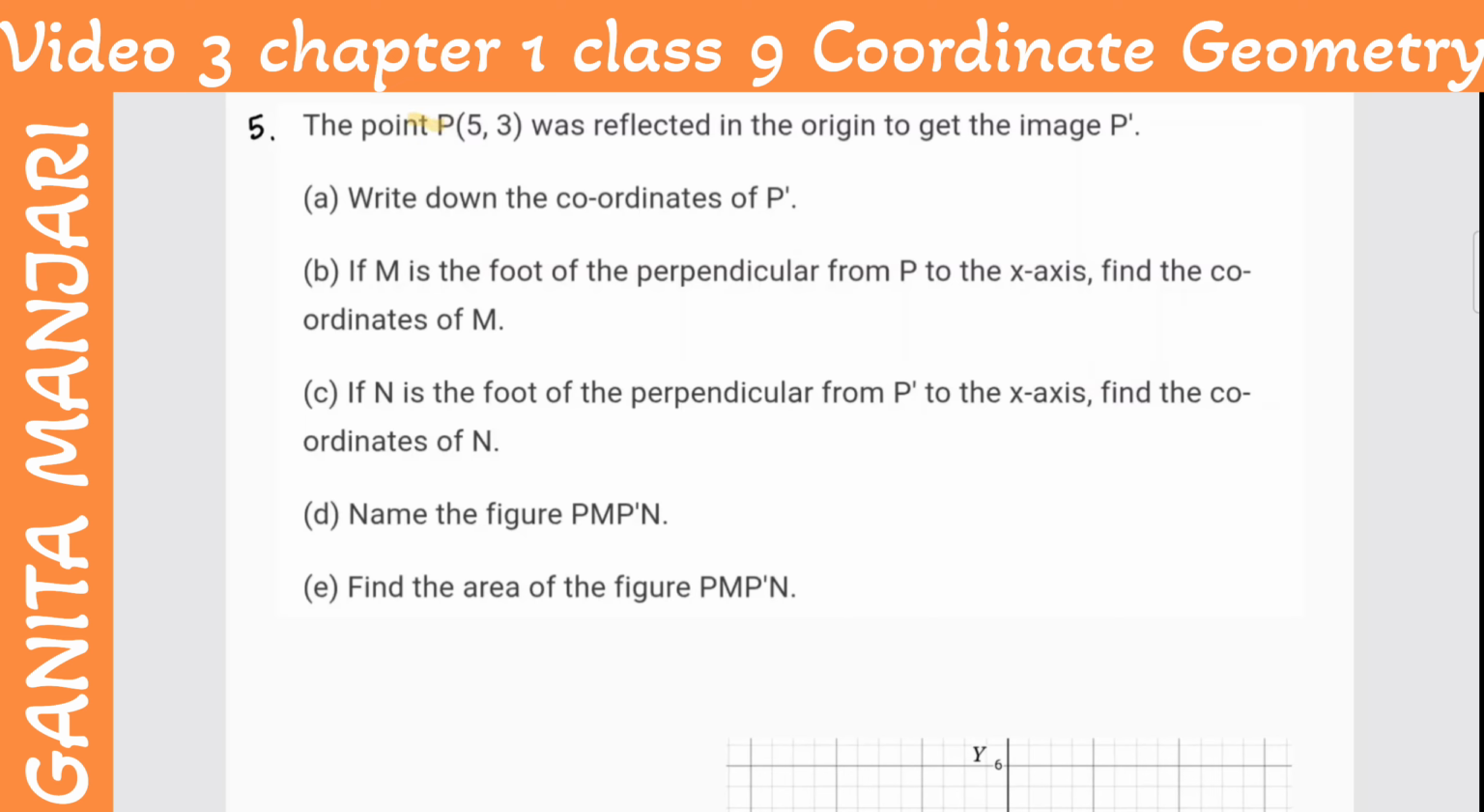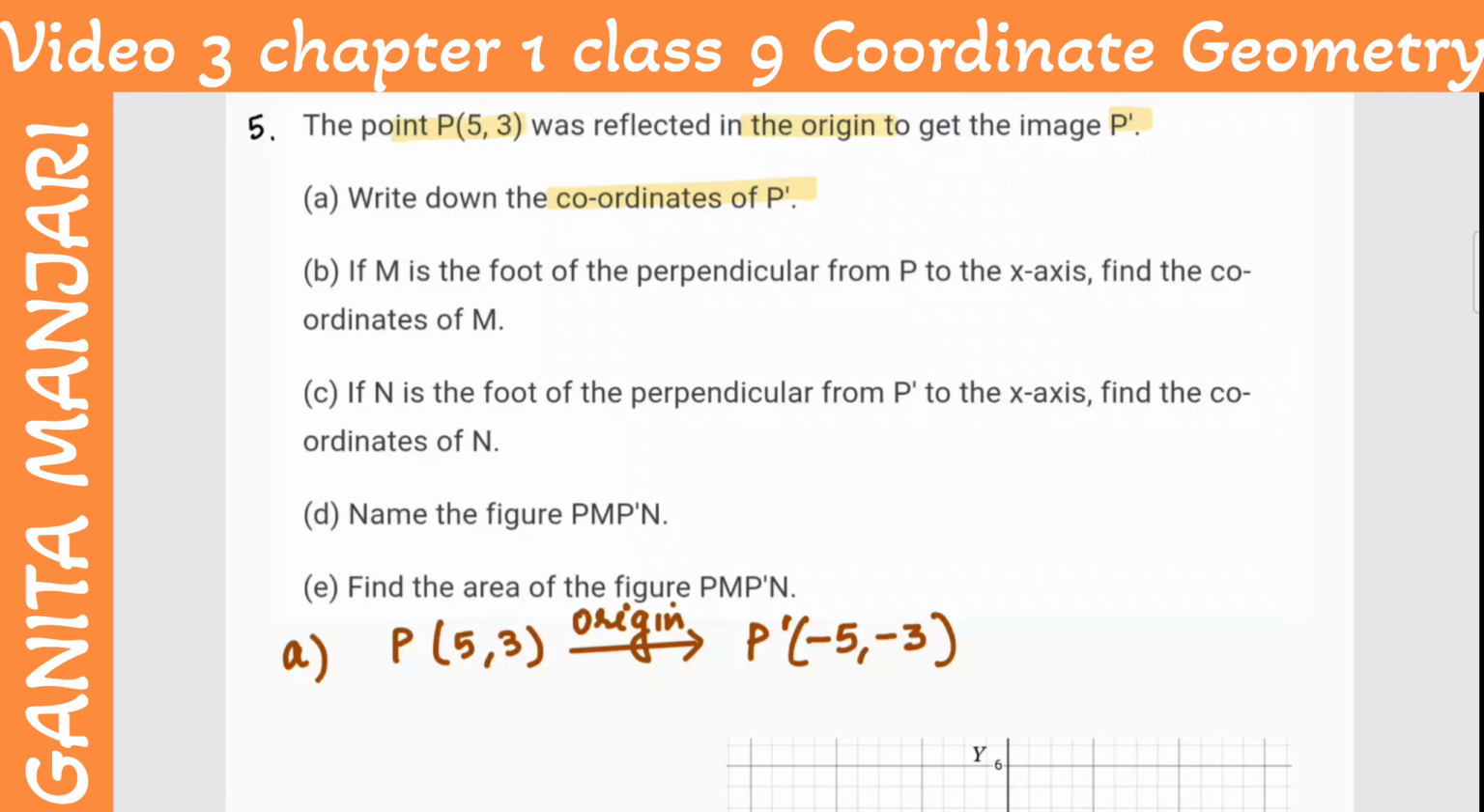Now the next question is, the point P(5, 3) is reflected in the origin to P dash. First, write down the coordinates of P dash. So here, the first part: P(5, 3) is reflected about the origin to get P dash. So about the origin will change both the signs, so negative 5, negative 3. If M is the foot of perpendicular from P to the x-axis, find the coordinates of M.